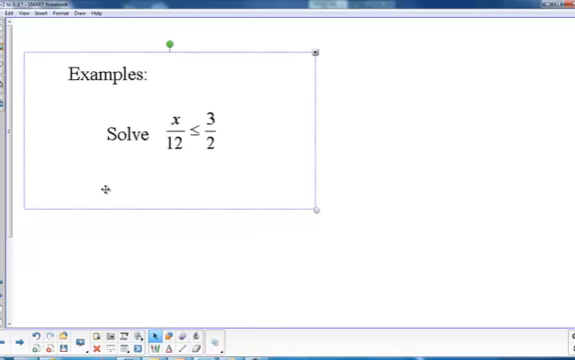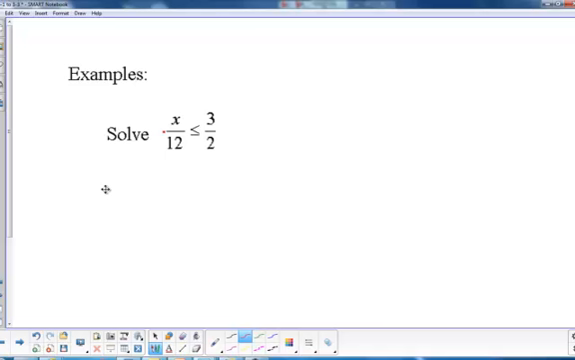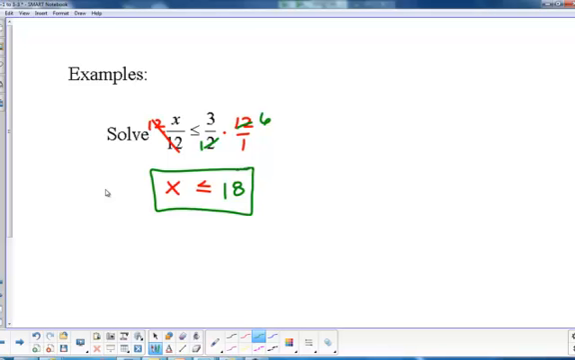So in this case, to solve for x, we would multiply by 12. To undo that, divide by 12. 12 is the same as 12/1. On the left, we're left with x. We did not multiply by a negative, so we do not flip the inequality. And before I get too excited and multiply, I can reduce this to a 1 and a 6, so it's 18. So x is less than or equal to 18.